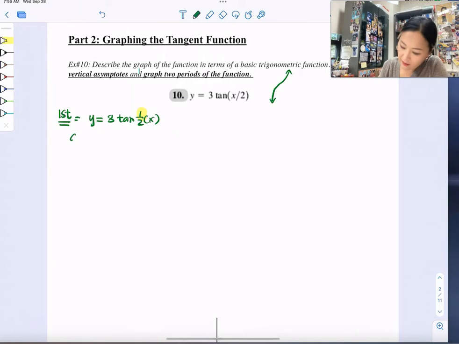All right, let's go up, peanut butter. Amplitude is 3, as we know.